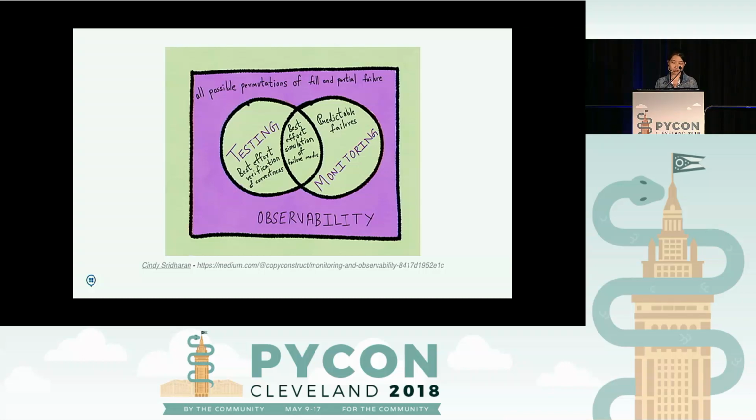There's a really wonderful blog post on monitoring and observability by Cindy Sridharan on Medium. I encourage you to check it out. I borrowed this image from her blog post directly. It refers to the concept that monitoring covers predictable failures, routine failures that you expect to see. And testing is your best effort at verifying known edge cases and known happy paths.